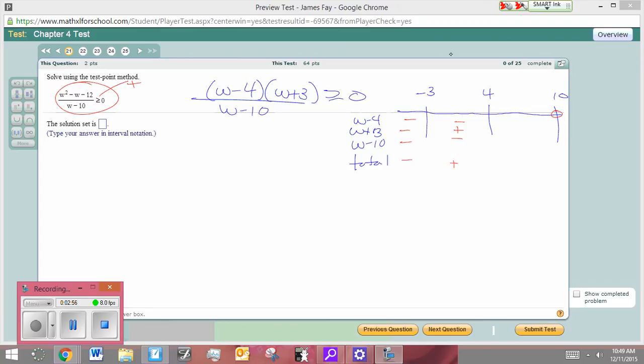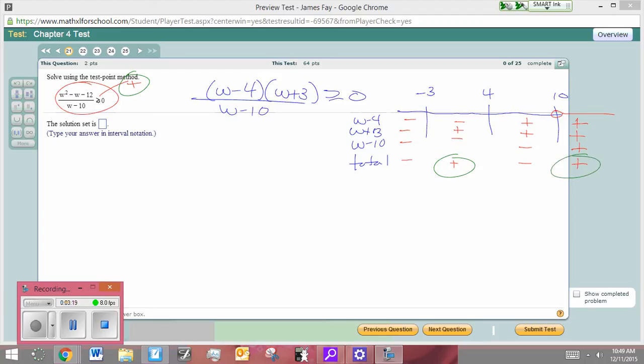Now I'm going to check a number like 6. So 6 minus 4 is positive, 6 plus 3 is positive, 6 minus 10 is negative, so total is negative. And then a number like 12. 12 minus 4 is positive, 12 plus 3 is positive, 12 minus 10 is positive, so my total is positive. Again, at the beginning we wanted to say we're looking for positive values, so that's there and there.